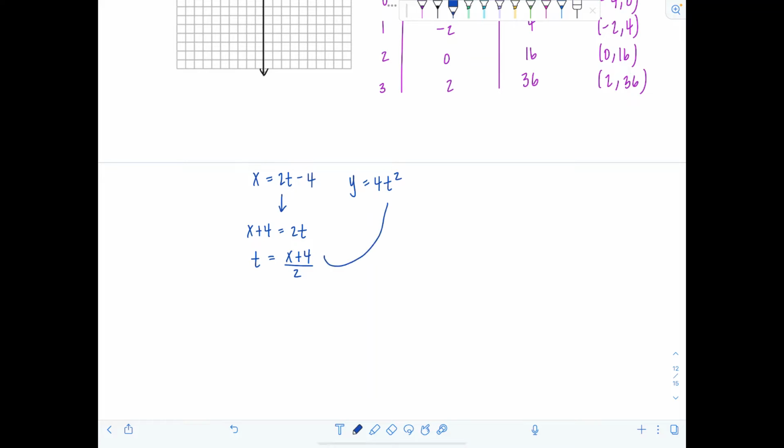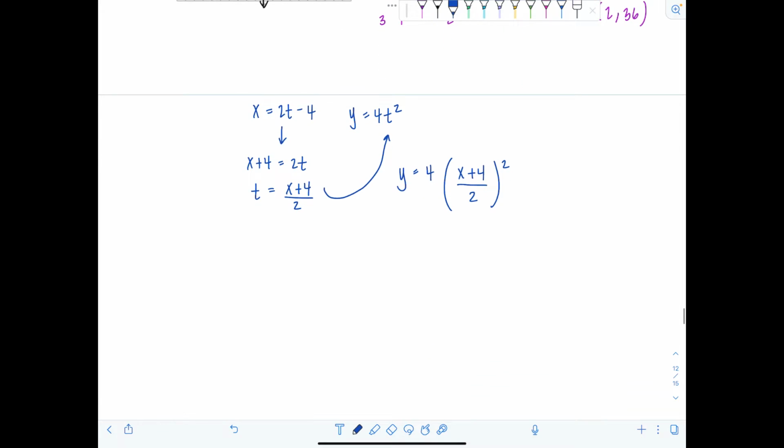And then now I'm going to substitute that in for t there. So y equals 4 times x plus 4 over 2 squared. And then we can clean this up because I can distribute that exponent and write it as x plus 4 squared over 2 squared, which is 4, so this cancels. And then we just get y equals x plus 4 squared.